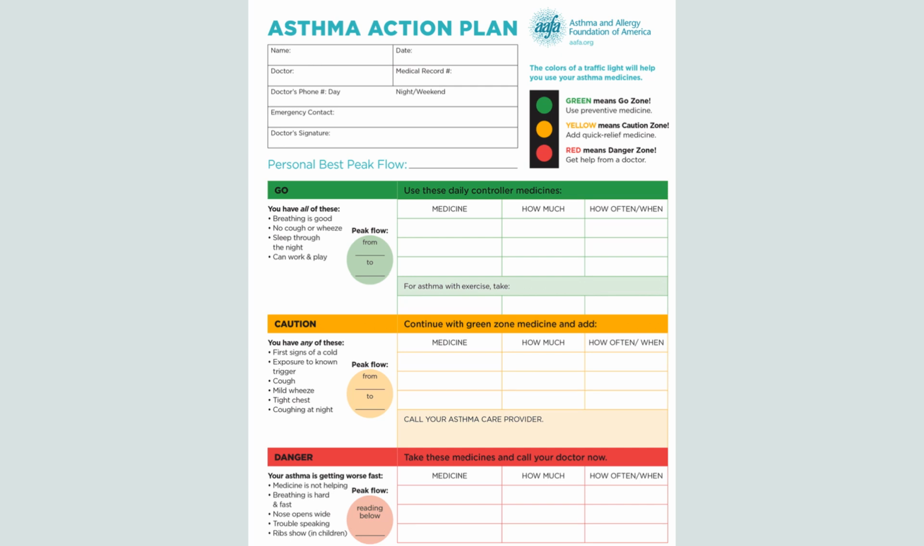In the yellow zone, we have caution. Maybe the patient has oncoming signs of a cold, or they've been exposed to the trigger more frequently. They might be coughing a little bit more. They might be noticing some chest tightness. They might be mildly wheezing. And they're going to document how frequently they're using those inhalers. And here in the yellow zone, we ask them to call the provider to just discuss.